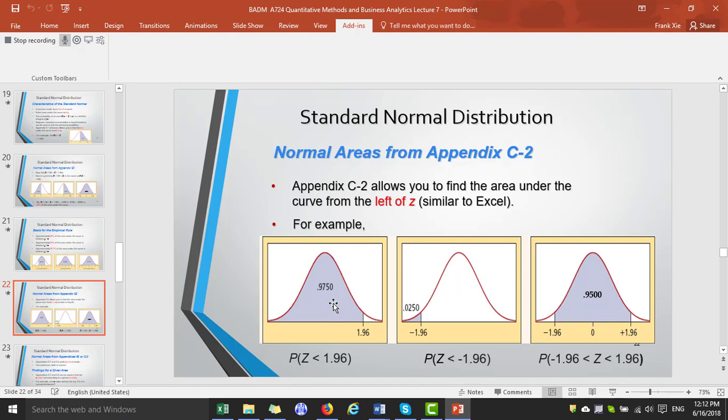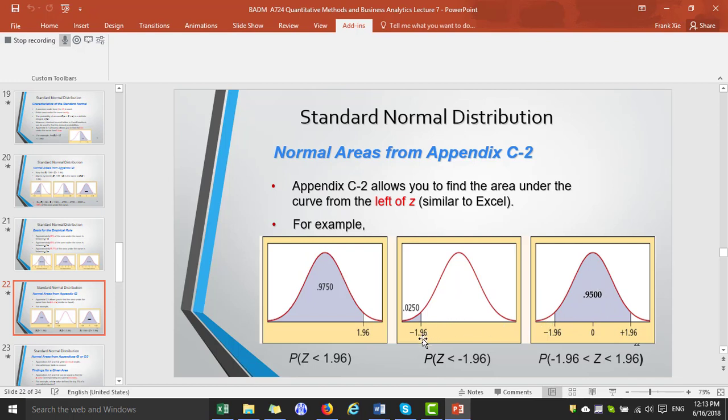Look at your book, you should see that number. And then what will be the area to the left of minus 1.96? That is Z less than minus 1.96. In the book, you'll find that is 0.0250. There's a little shaded area here. And then what is the area between minus 1.96 and plus 1.96? We already know it's 0.95.